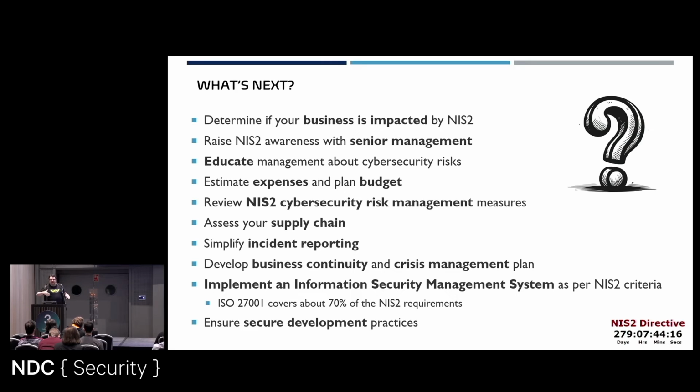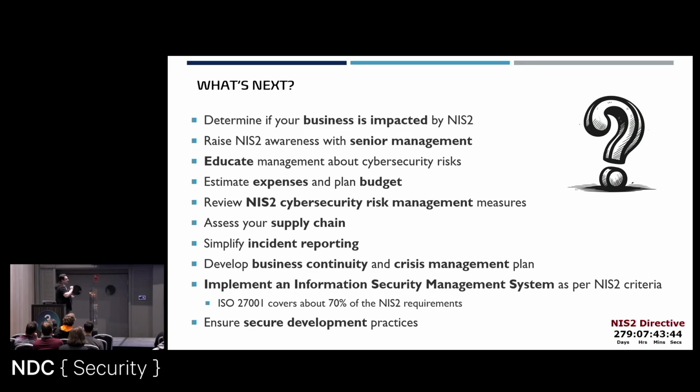Estimating any expenses or budget that's required to get on the road to compliance or become compliant. Review those 10 risk management measures that are required of you, assessing your supply chain, trying to simplify incident reporting or implementing incident reporting if you don't already have that as an internal procedure, developing your business continuity and crisis management plans, implementing an ISMS as per the NIS2 criteria.